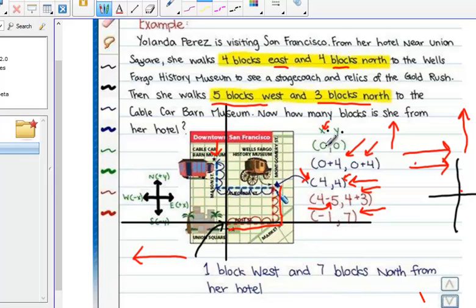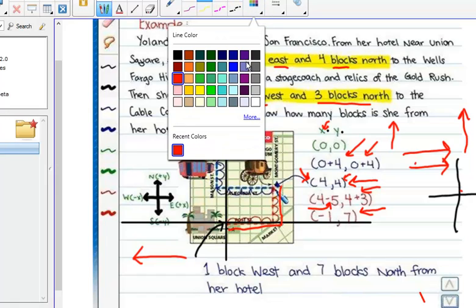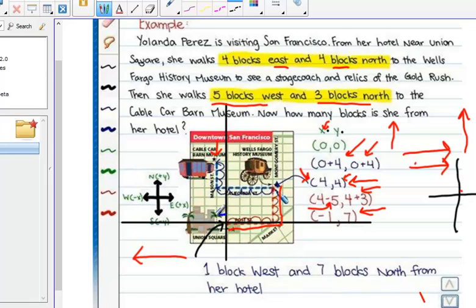Okay, so then it says, so how many blocks is she from her hotel? Well, even though we're at the point -1, 7, we can't just add those together because what we've done is we've moved 1 block from her starting point. Another different color. Let's go with blue. So we've moved 1 block from her starting point. Even though it's negative, we've moved a block, so that's 1. And we've moved 7 blocks up here. So that's 7. So now we're just going to add those. So she's 8 blocks from her hotel.